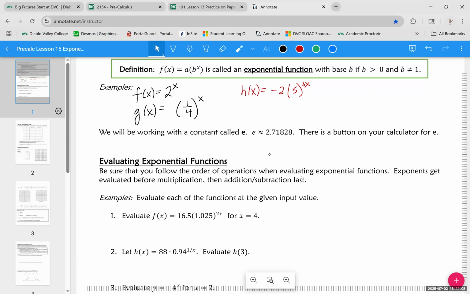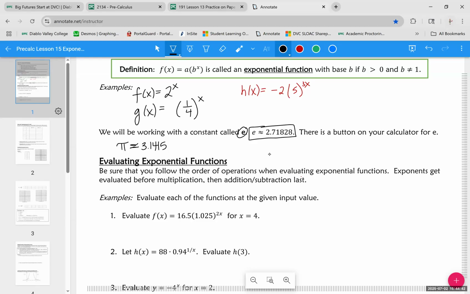Now, we are going to be working with a constant when we start working with exponential functions, and that constant is called e. It's a number, just like pi, right? So pi is a number. It's a constant. It's approximately equal to 3.1415, and it goes on forever. So e is another constant, and it is approximately equal to 2.72 if you're going to the nearest hundredth. 2.71828. It also goes on forever.